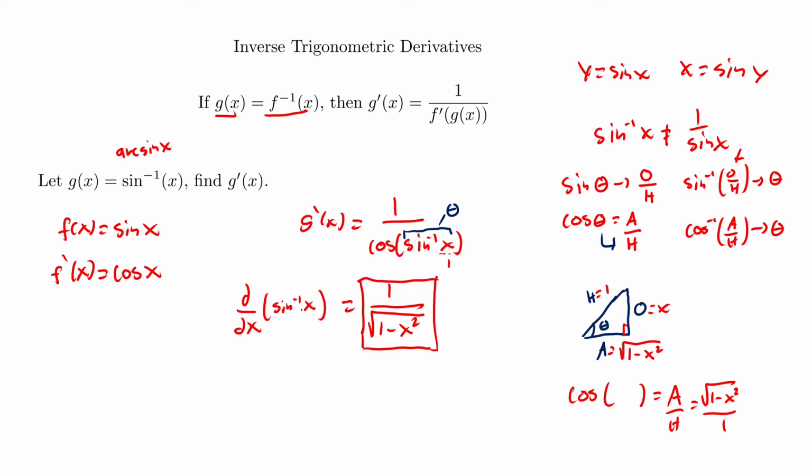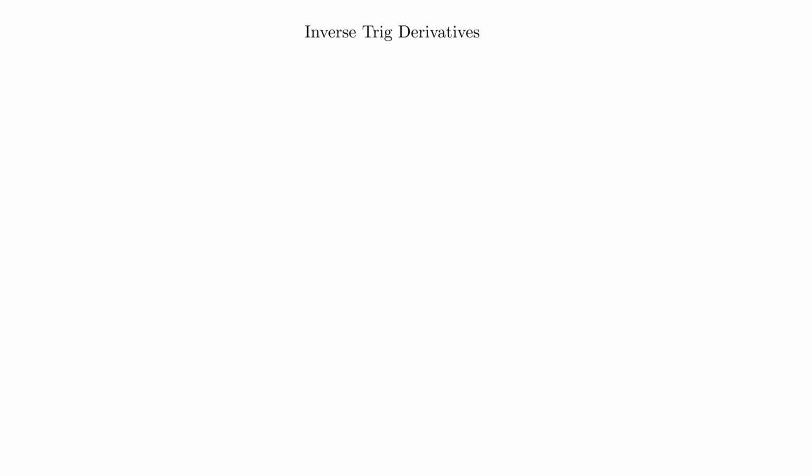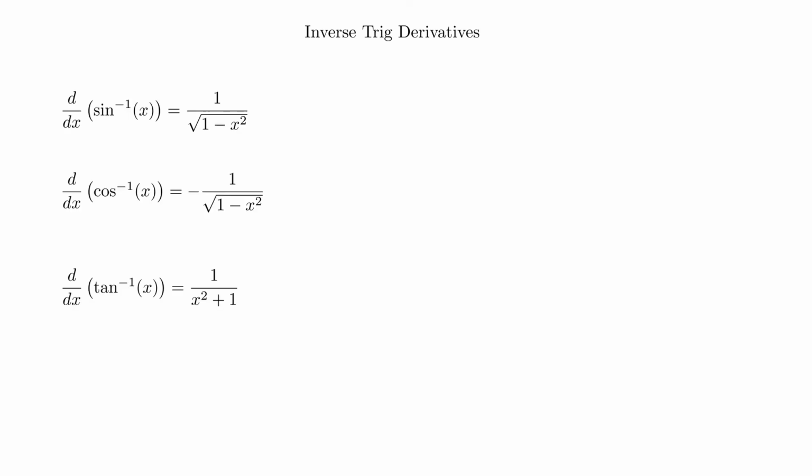And in a very similar vein, we can actually find the derivatives of the other inverse trig functions. Of course, we just found sine inverse, and we found that the derivative was 1 over the square root of 1 minus x squared. We can do a similar construction with inverse cosine to show that we get negative 1 over the square root of 1 minus x squared for the derivative of inverse cosine, and then 1 over x squared plus 1 for the derivative of inverse tangent. And these are the ones that are most common that you're going to see.